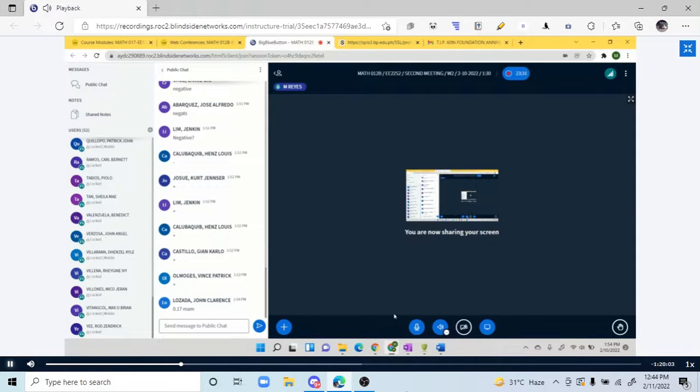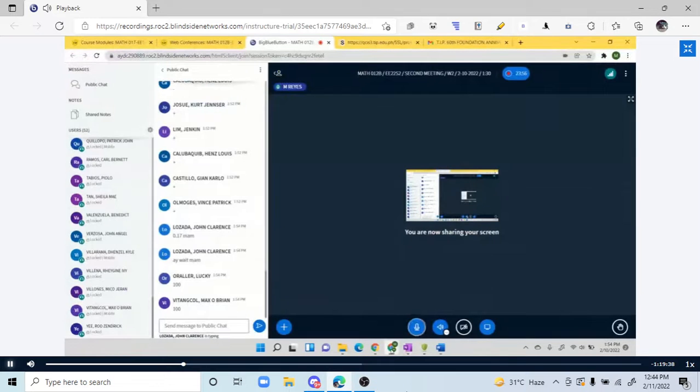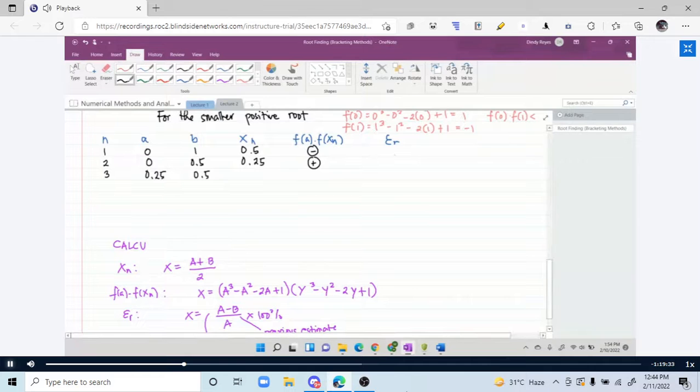This is the formula: X equals A minus B over A. Just take the positive, not the negative side. 100 is correct. Should be 100. So this should be 100%.